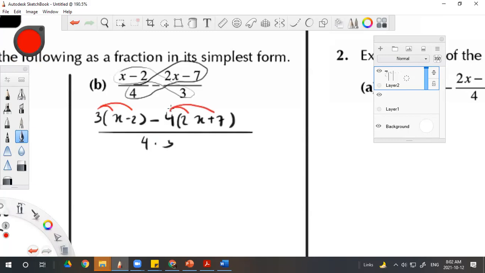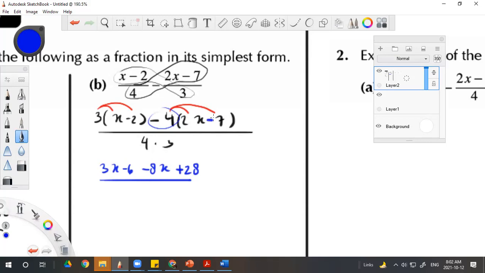Another rainbow. Okay, I prefer this way than the previous. Okay, 3x minus 6 minus 8x. See, this is negative 4. So put on the negative 4 minus 8x minus 28. Okay. Oh, sorry, I did something wrong. 2x minus 7. See, 2x minus 7. So plus 28. Okay, so I think this is quite simple.